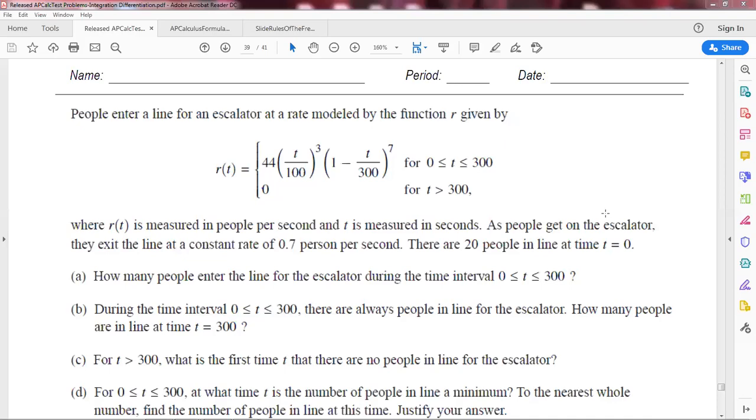Okay, so let's share this part. Let's move right here. Let's move to the previous problem.